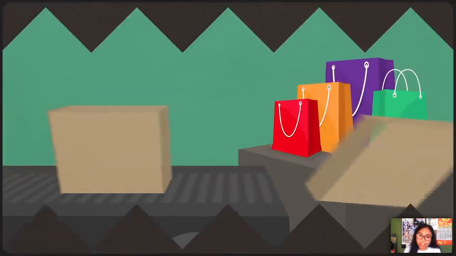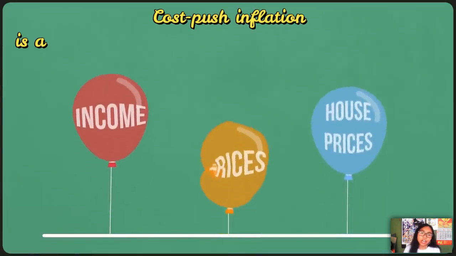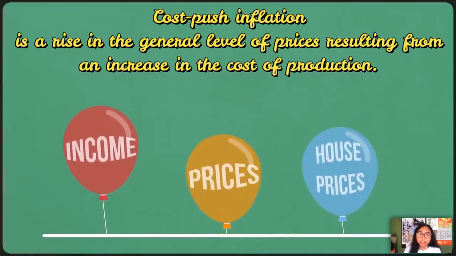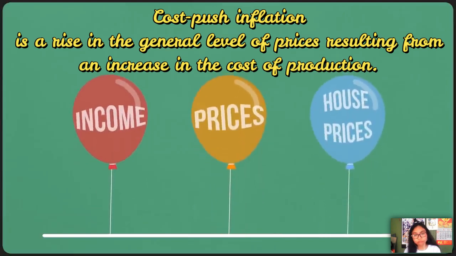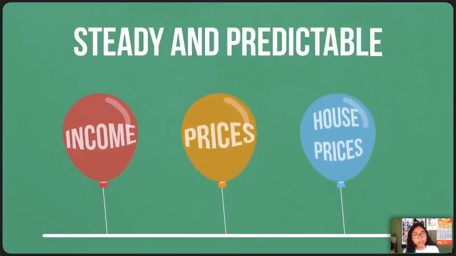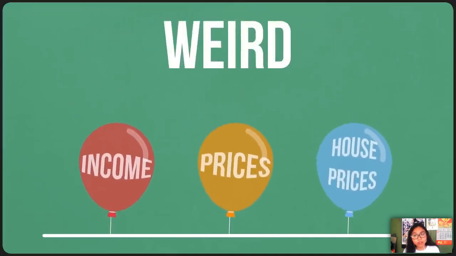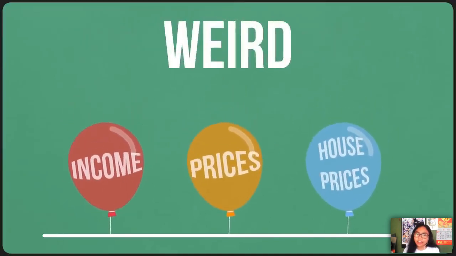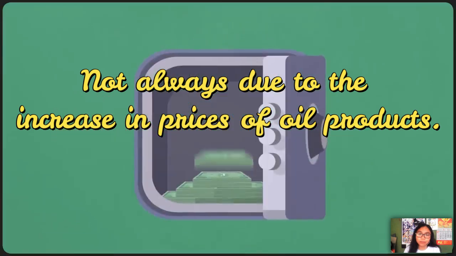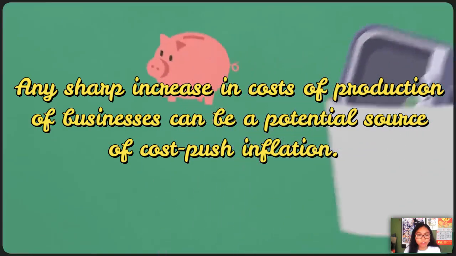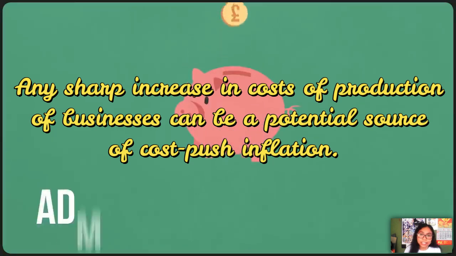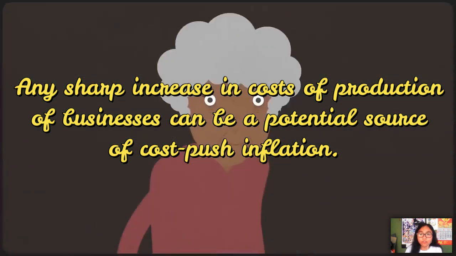Cost push inflation is a rise in the general level of prices resulting from an increase in the cost of production. We should remember, however, that the source of the cost push inflation is not always due to the increase in prices of oil products. Any sharp increase in cost of production of businesses can be a potential source of cost push inflation.